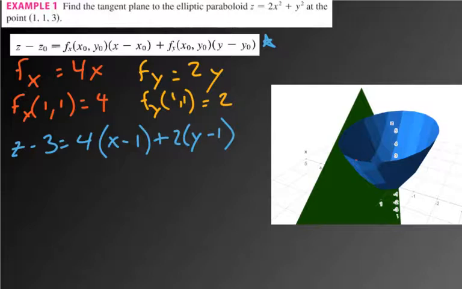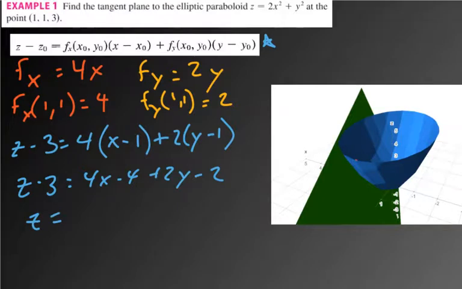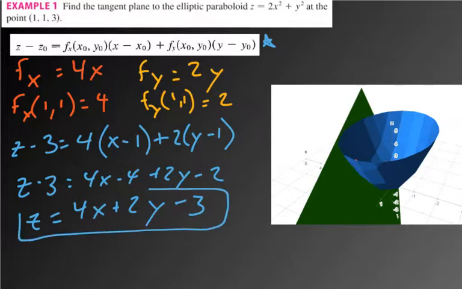And technically, that is an equation of this plane, but it's good to multiply some of this out. So we get 4x minus 4 plus 2y minus 2. And then I'm going to add the 3 over. So negative 4 minus 2 is negative 6. Plus 3 is negative 3. And that's it. Pretty straightforward.